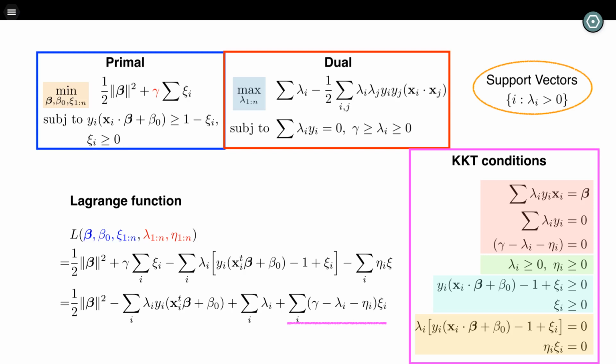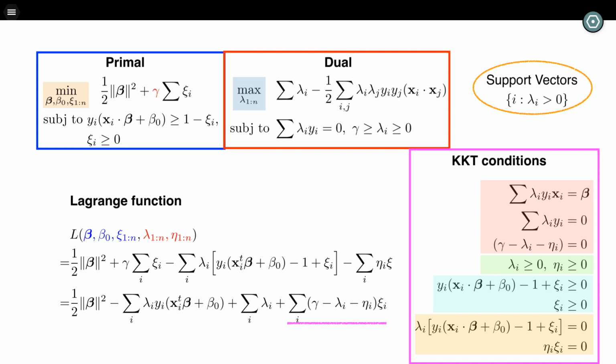For the primal problem, we have our p+1 parameters about the linear decision boundary, beta and beta 0. We also have psi 1 to psi n, the loss, the error, right? So the parameters in blue are the parameters for the primal problem. I color that gamma in red just to remind you that it is a tuning parameter. You have to specify it. Of course, in practice, you can use cross-validation to choose gamma. So beta, beta 0, and psi 1 to n will be the arguments for the primal problem.